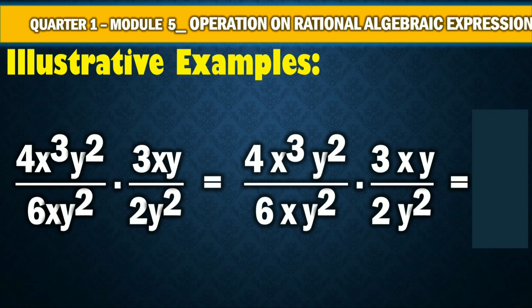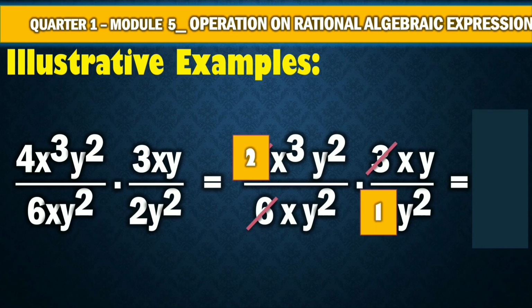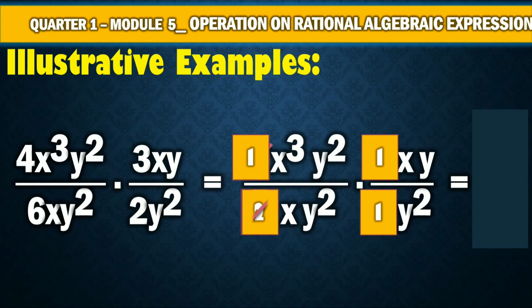4 and 2, they have a common factor. So, 4 and 2, cancel out natin. 4 becomes 2 and 2 becomes 1. Same with 6 and 3. 3 and 6, cancel out natin. 6 becomes 2 and 3 becomes 1. Now, kung mapapansin nyo, meron pa tayong common factors dun sa first expression natin, yung 2. Pwede natin yan i-cancel out or divide out. So, that is equal to 1.